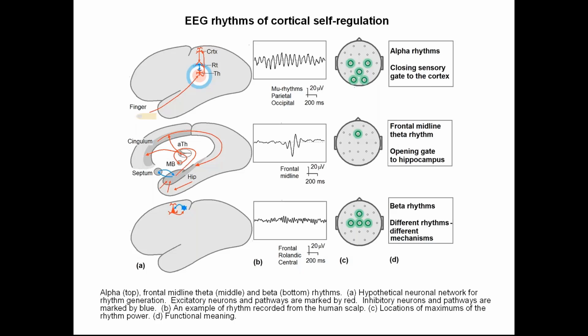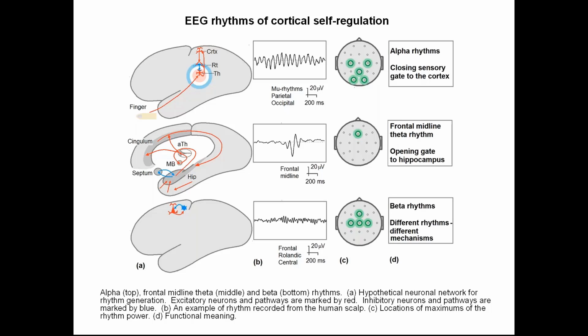This slide represents knowledge about the neuronal mechanisms of generation of the rhythms that you can observe in a healthy brain. On the top, you see a schematic presentation of the mechanism of generation of alpha rhythmicities. And we know that they are generated by thalamocortical networks, with inhibitory and excitatory neurons in this network.